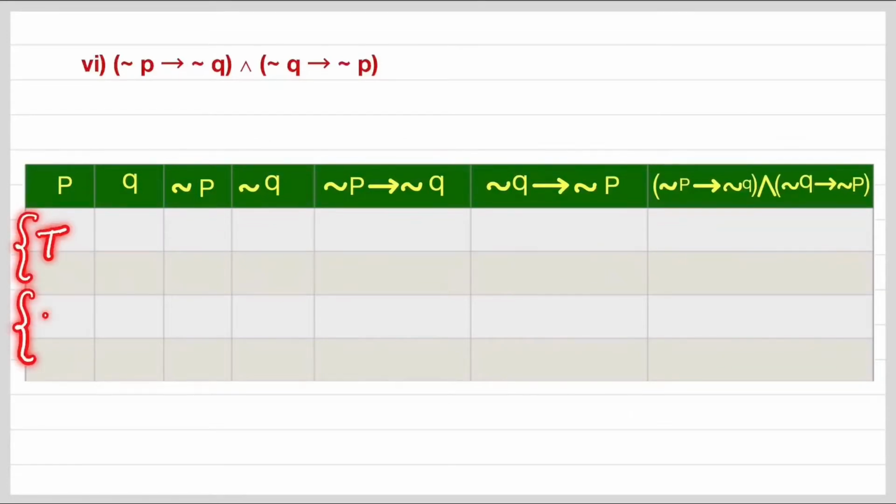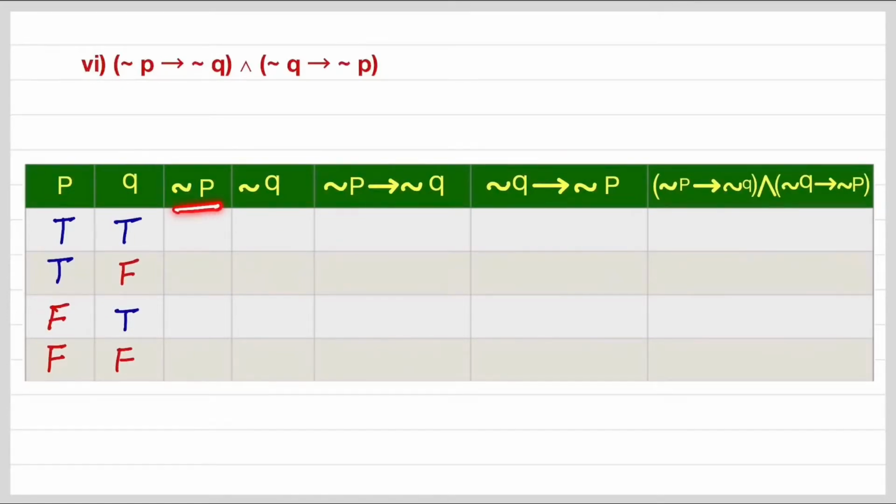For P, take first two values true, that is 2 true and 2 false. Make it half. For Q, we will take 1 true, 1 false. Repeat it. Next is negation of P. When statement is true, its negation is false, and when statement is false, its negation is true. Apply the same rule for negation of Q. Statement true, its negation false, and when statement false, its negation is true.